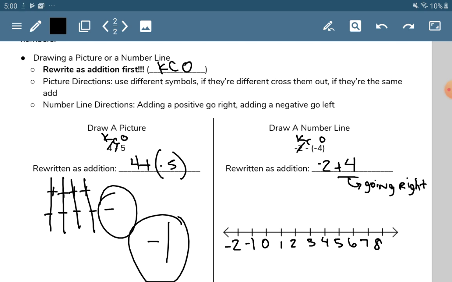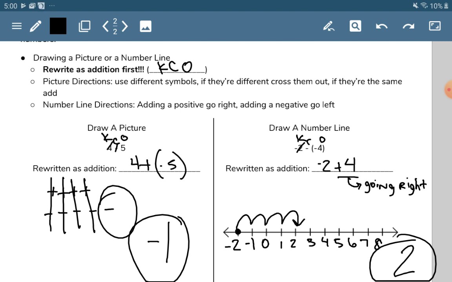I am going to start at negative 2 since that's my starting point. That's my first number. I know that I am going right because I'm adding a positive number. Specifically, I'm going to go right 4 spaces. So I'm going to go 1, 2, 3, 4. That is my ending value. That is my answer. And I land exactly on a positive 2.